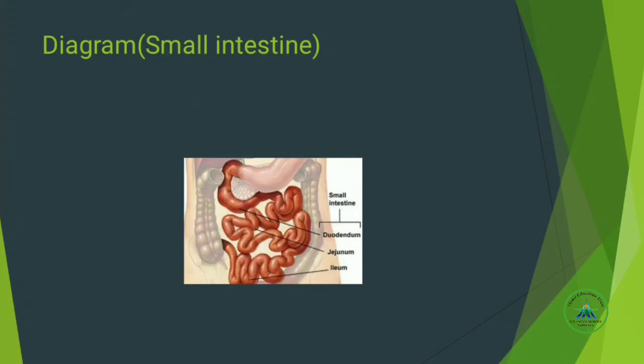Talking about the glands, the liver is a reddish brown gland that secretes bile juice, and the pancreas, which is located just below the stomach, secretes pancreatic juice. This juice breaks carbohydrates into glucose, fats into fatty acids and glycerol, proteins into amino acids.